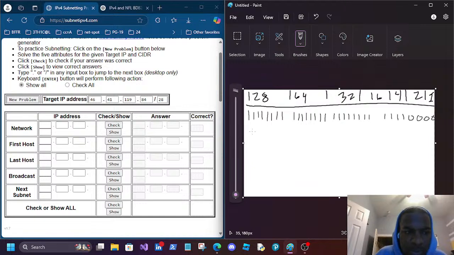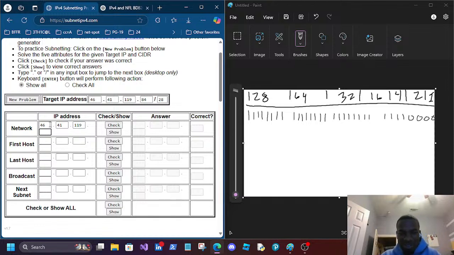This is gonna help me find my network address. So I know my network address is one octet, two octet, three octet. So what I can do right now, 46, 41, 119. This should have been 019. We ain't gonna talk about that.